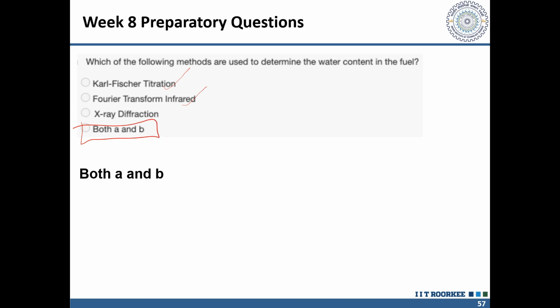Karl Fischer titration is the oldest process, and it is a type of destructive process because it uses up the fuel to determine the water. Whereas FTIR is an old process too, but it is newly used nowadays, and it is a non-destructive method.